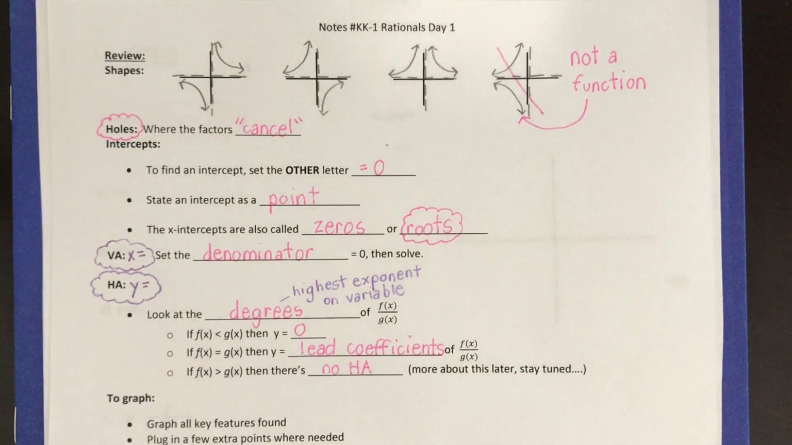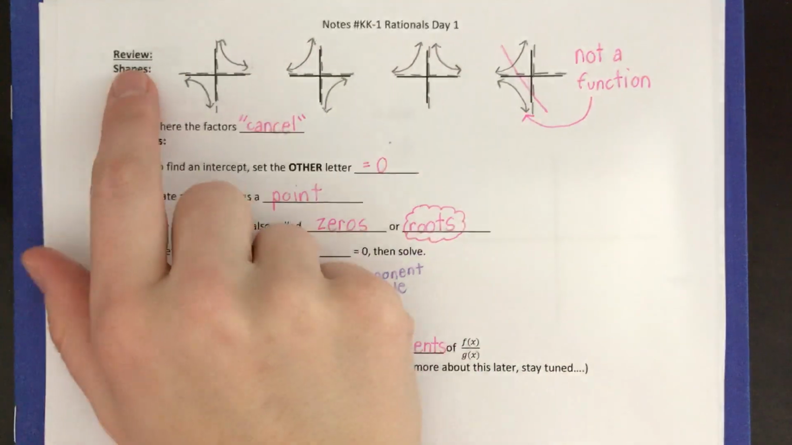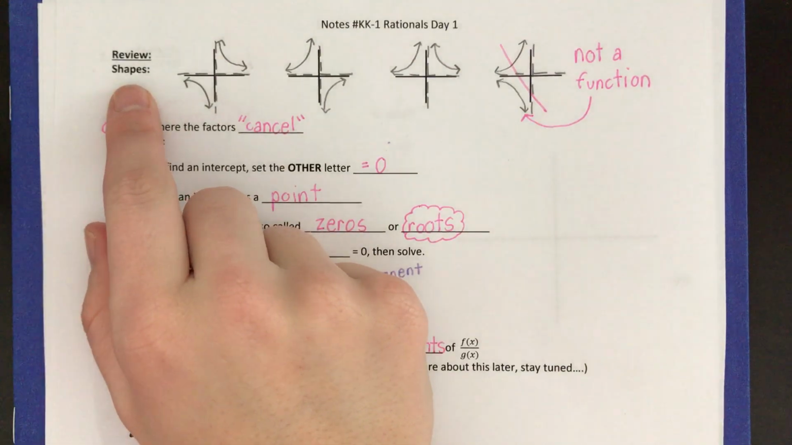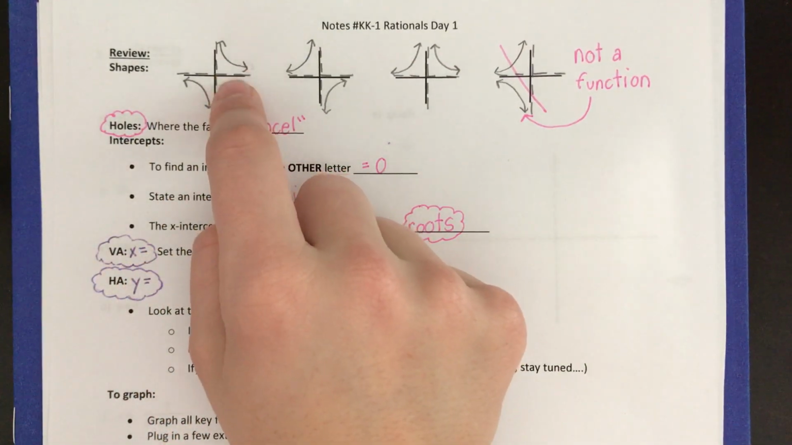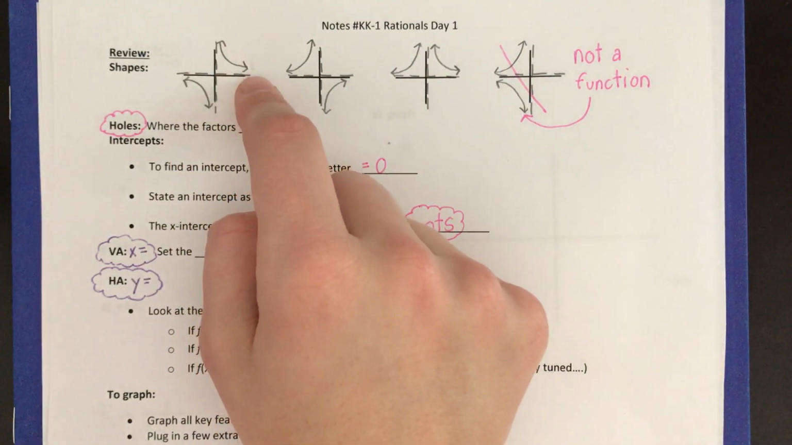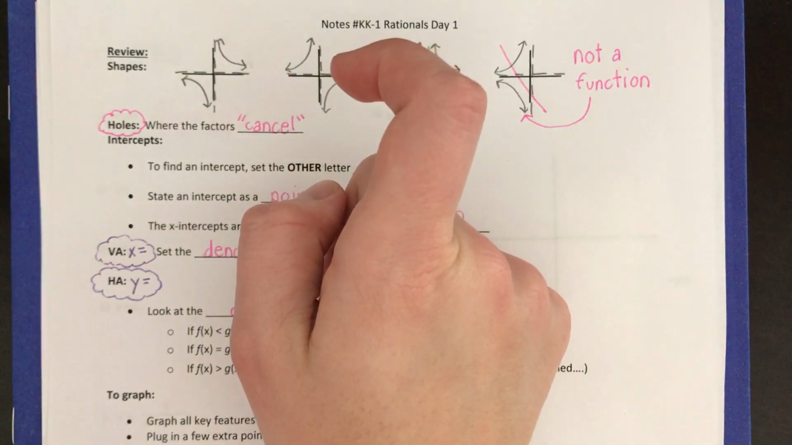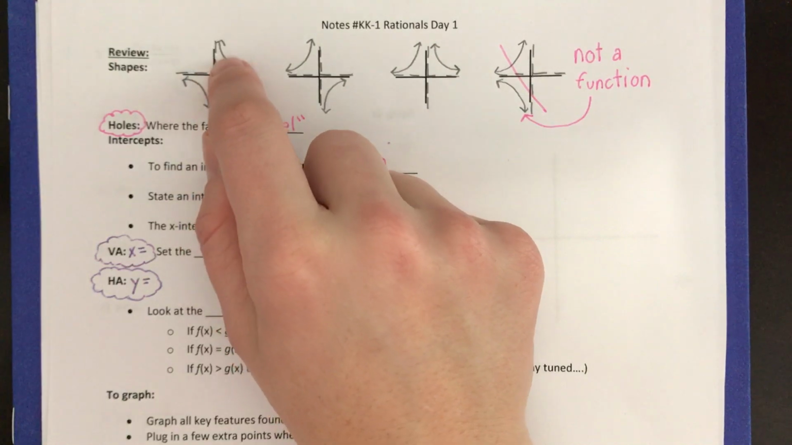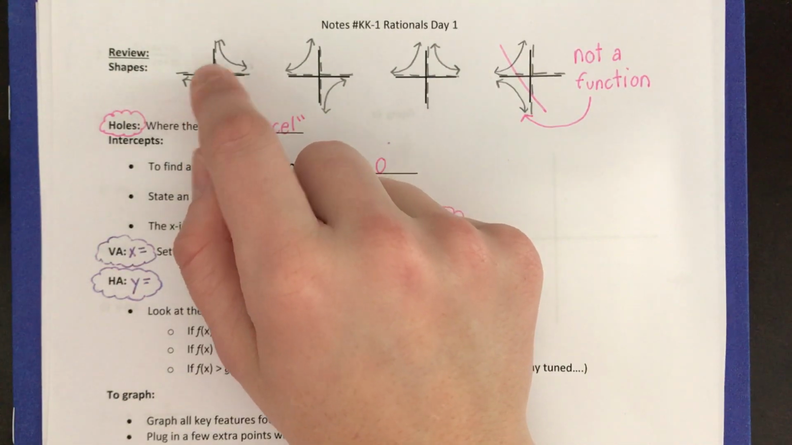Today we're looking at notes KK-1, rationals, day 1. So let's review your rational shapes. Remember, this looks like your rational parent function with asymptotes on both the x and y axis. Okay, and then points (1, 1) and (-1, -1).